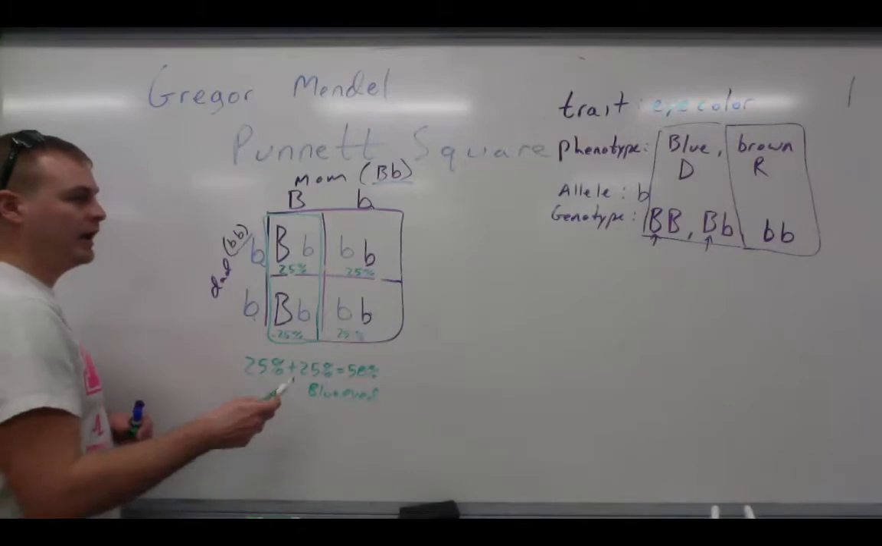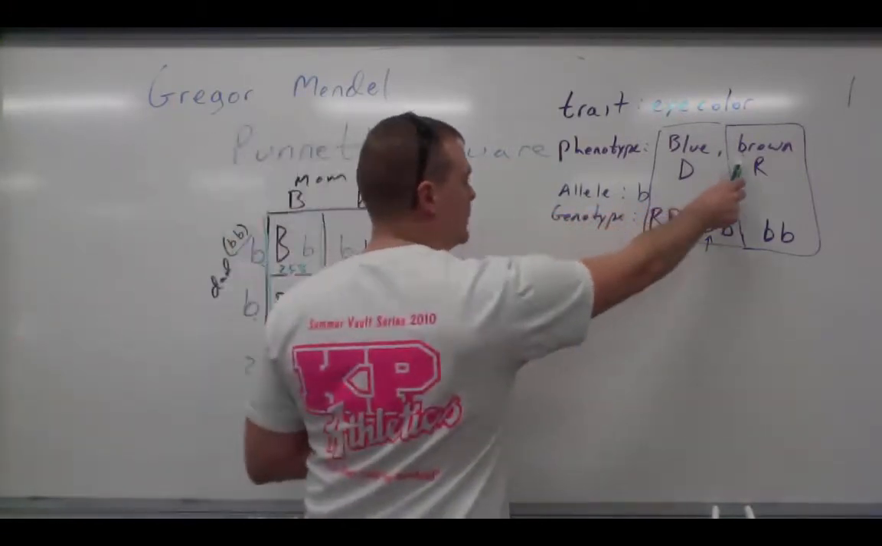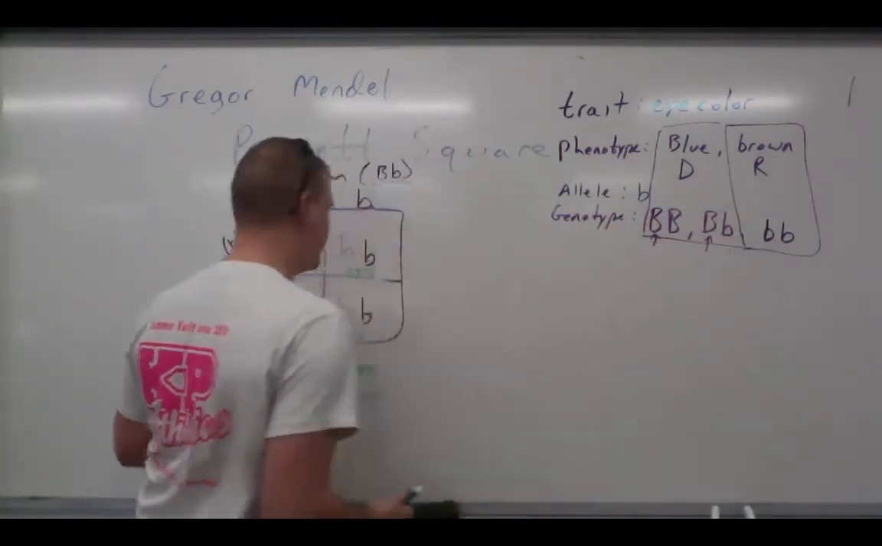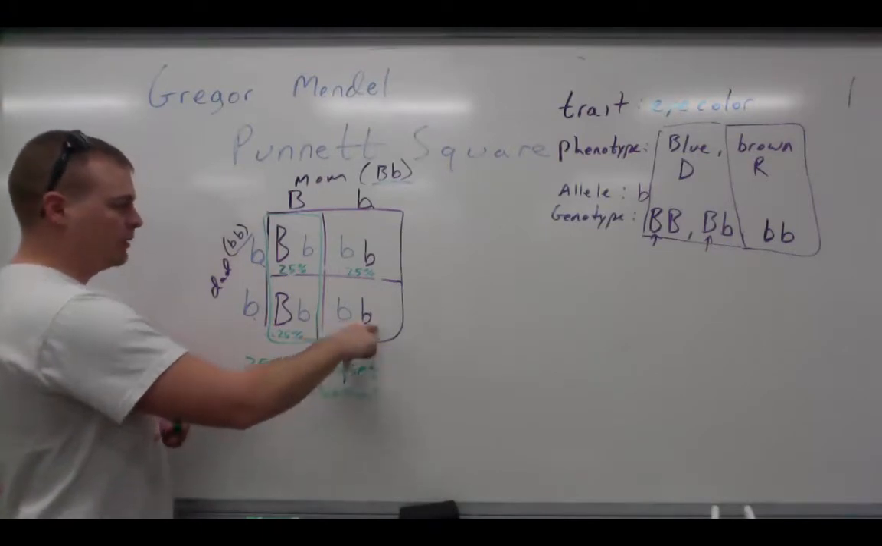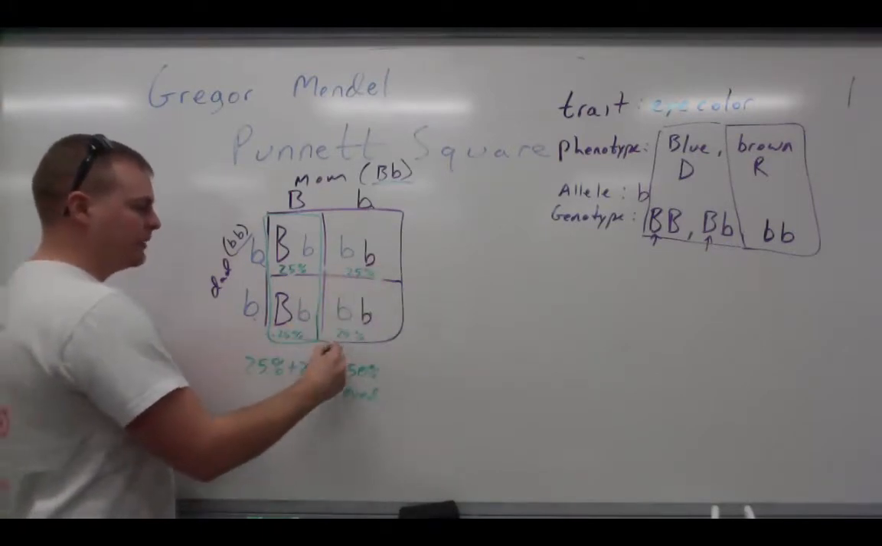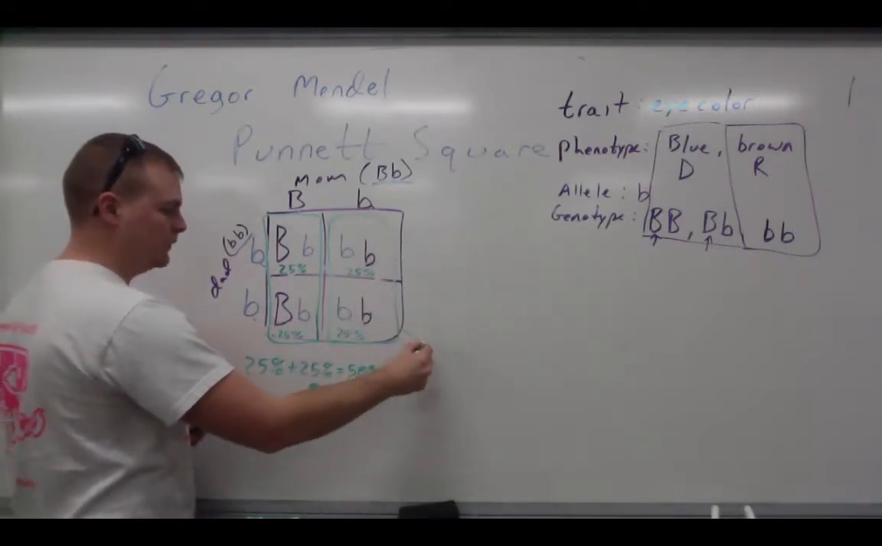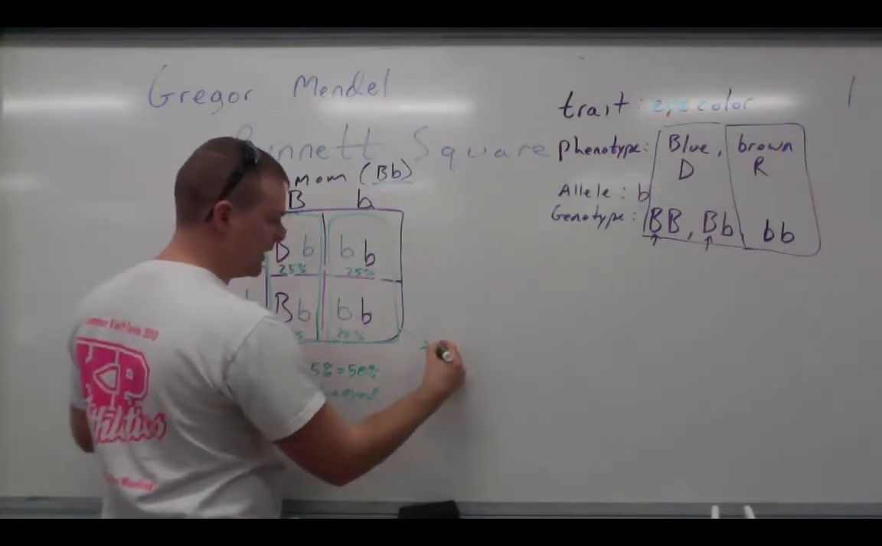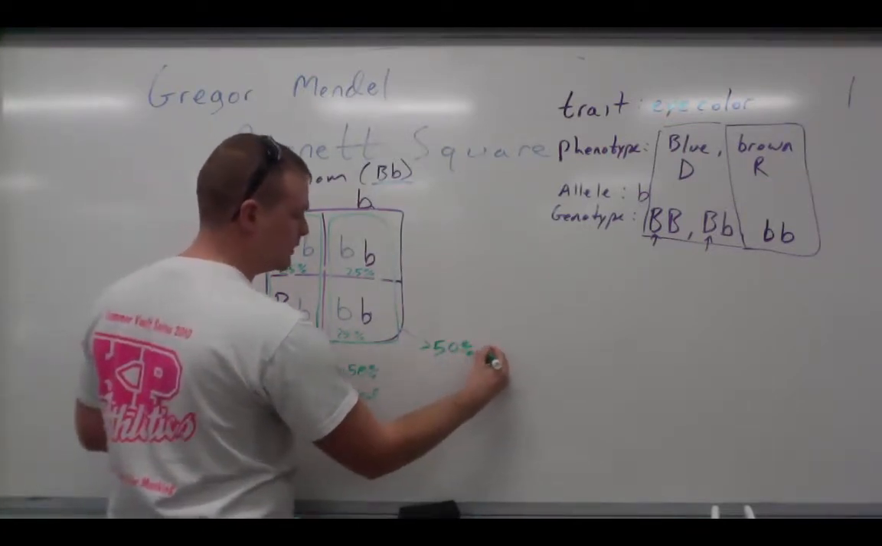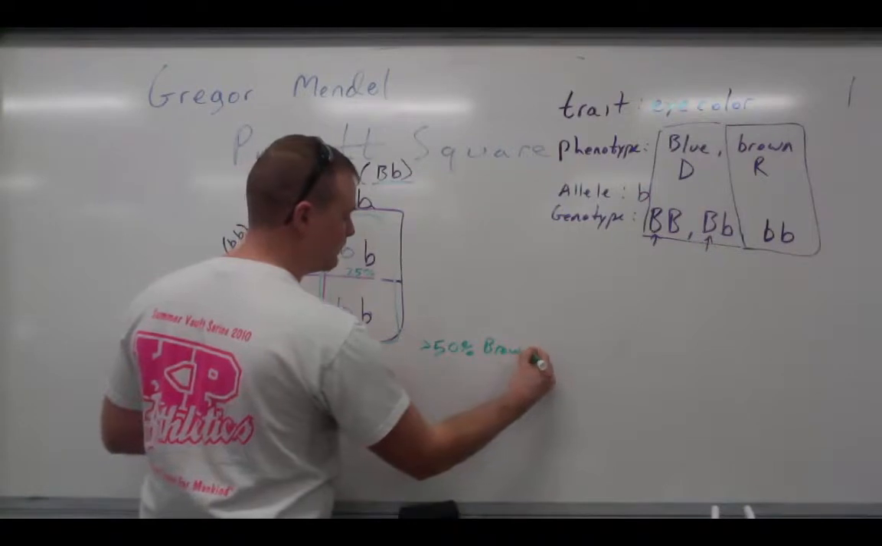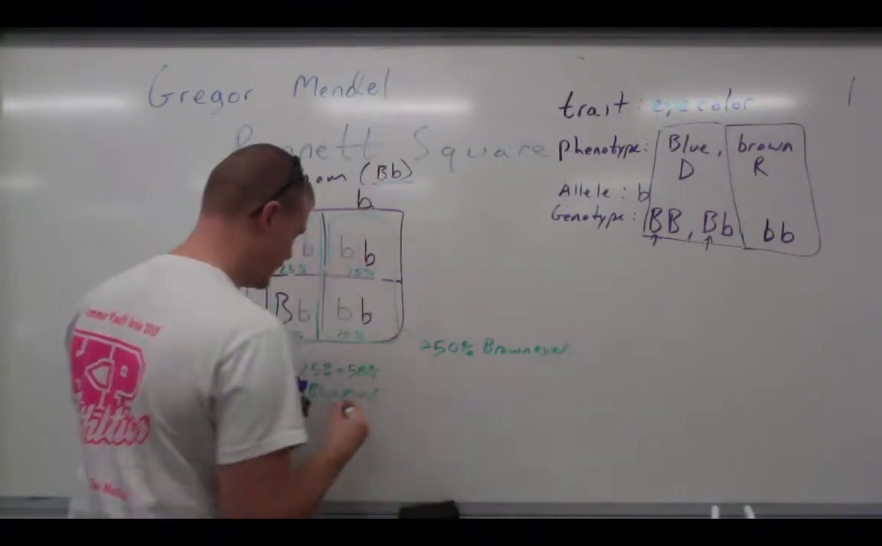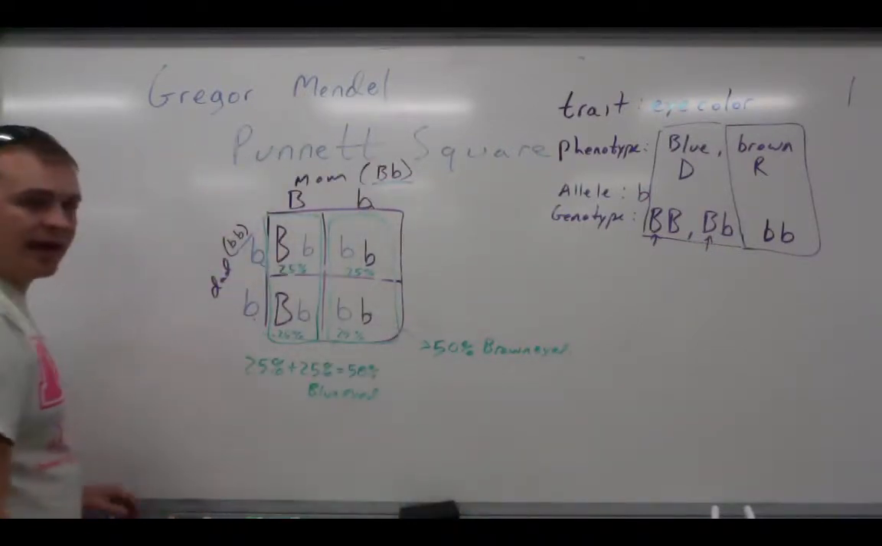Okay, and what about brown-eyed? Same thing. You look back over here. Brown-eyed is only one option, little b, little b. These over here are going to be the same deal, 50% brown-eyed. Okay, that's generally how it works.